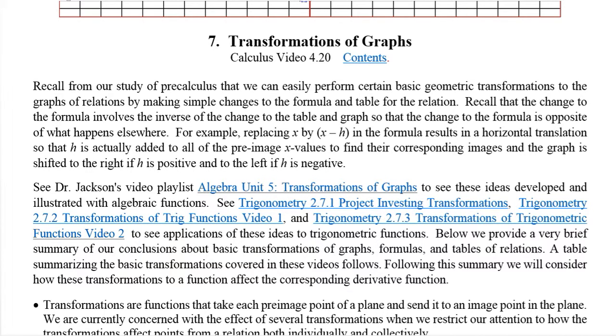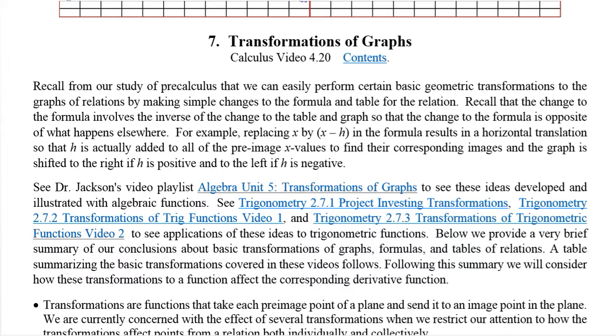This is Jack Jackson. In this video, we're going to talk about transformations of graphs a little bit. In fact, in the next series of several videos, we're going to review some concepts from pre-calculus, and then we're going to see how these can connect to derivatives.